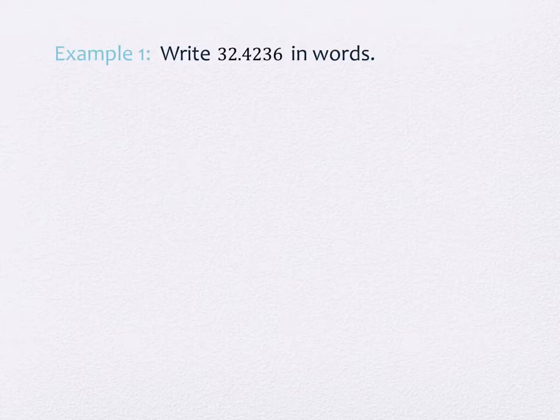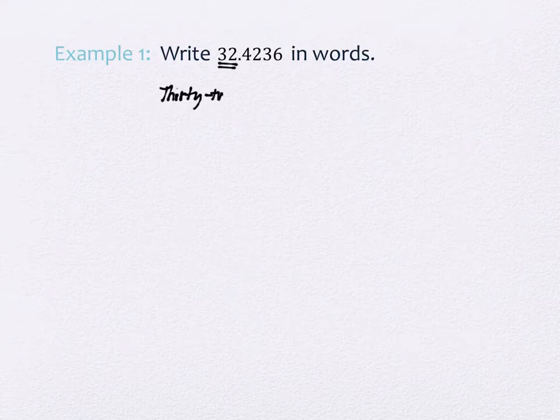So the number beforehand we do pretty good with. This number is 32. And it is hyphenated. When we get to the decimal point, we say the word and.